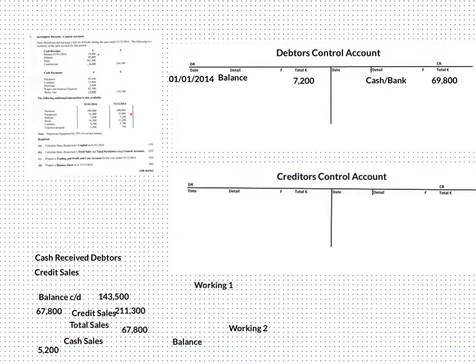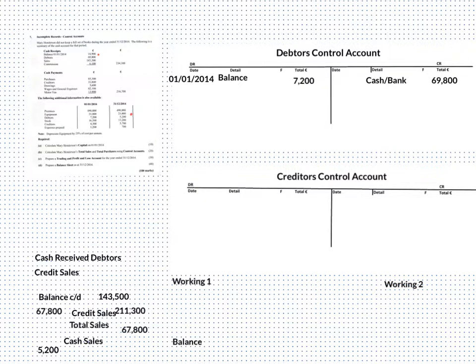So that's the first part. That's the easy part over. Now the next part, we just need to make a small calculation. So we've dealt with our debtors. We've dealt with our opening debtors. So all we have left is the debtors of 5,200 here. So for this one, we'll need to do a little working. So we're going to call this working number 1.